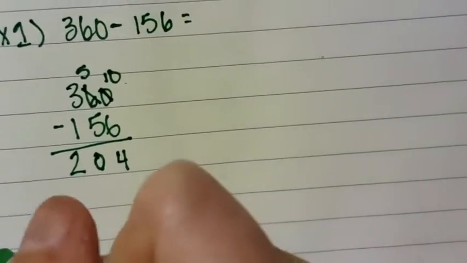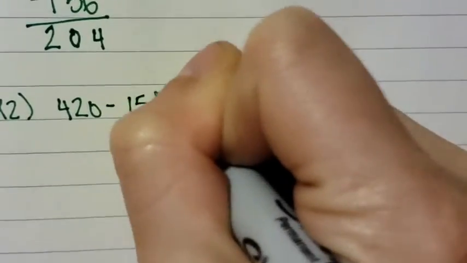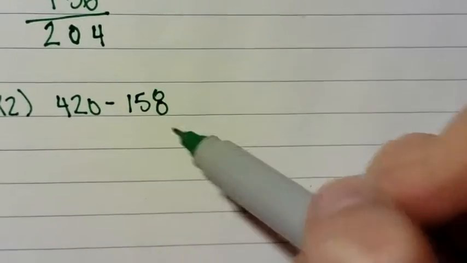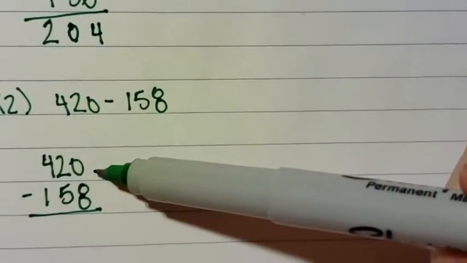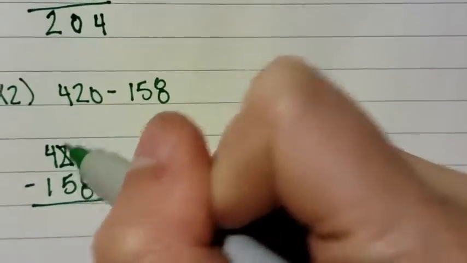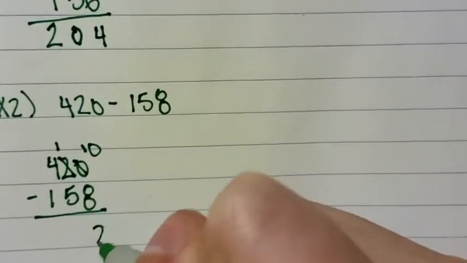For our second example, example 2, we are going to do 420 minus 158. So again, we're going to write this in standard notation like we did up here. So 420 minus 158. Now we start from the far right. Since 8 is greater than 0, we have to borrow again, making the 2 a 1 and 0 10. So 10 minus 8 equals 2.